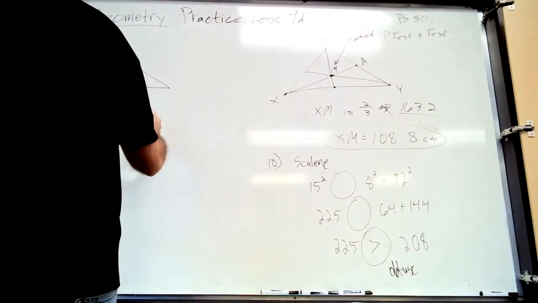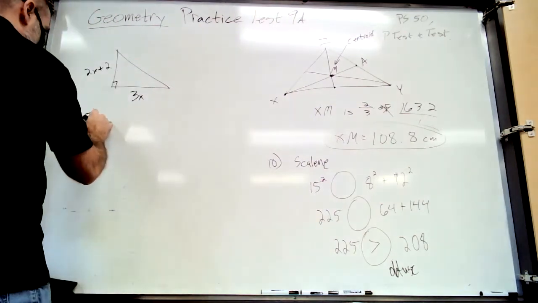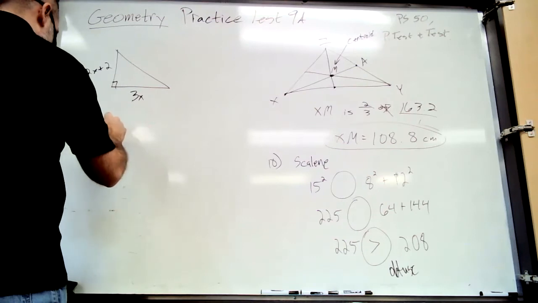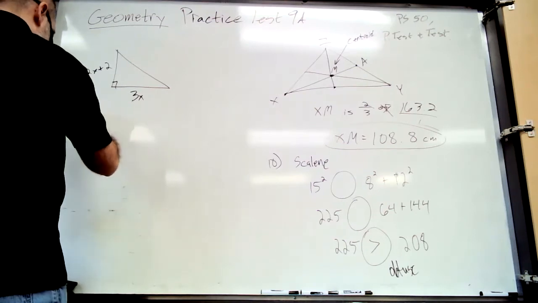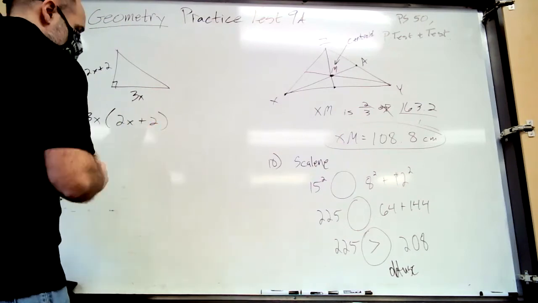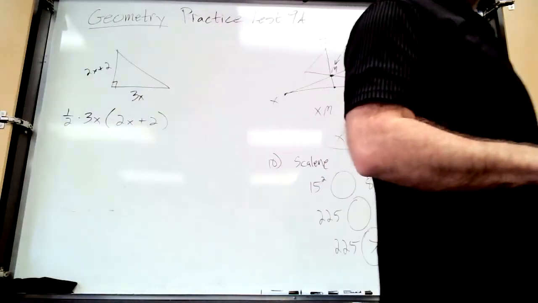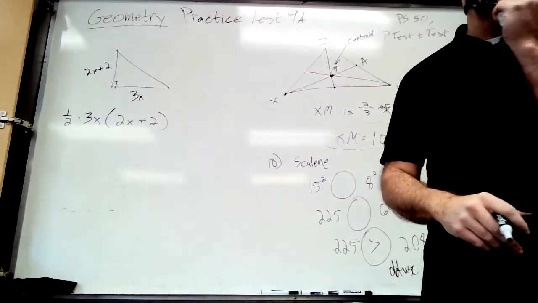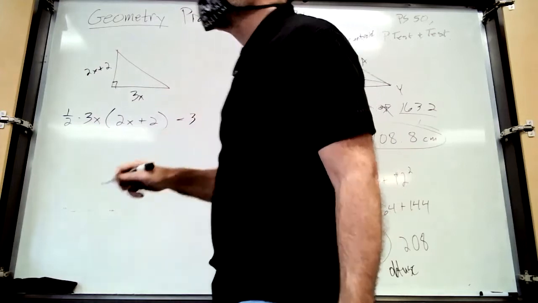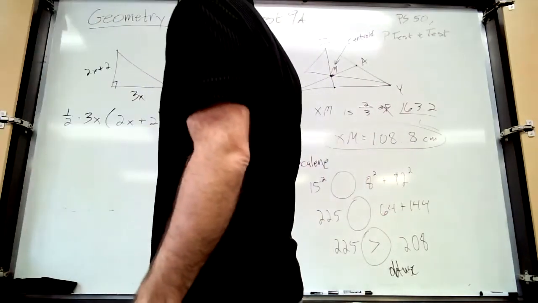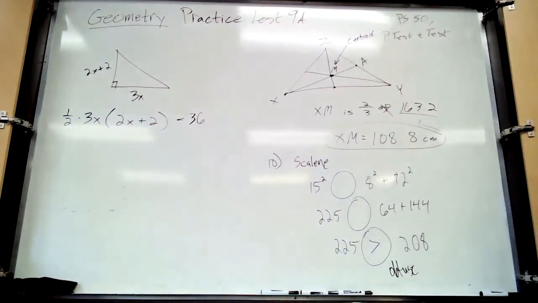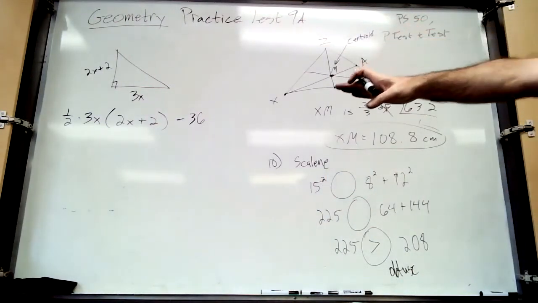Yep, so we're going to go 3x. So we could say 1/2 3x times 2x plus 2, right? So far, so good. And what does that have to equal? Equals 36 square inches. Okay, so 1/2 base times height. You see how I did 1/2 base times height?